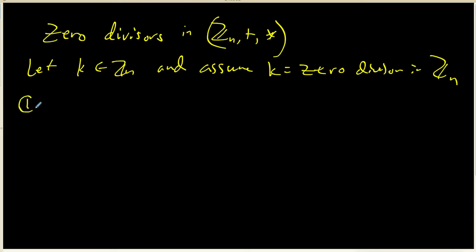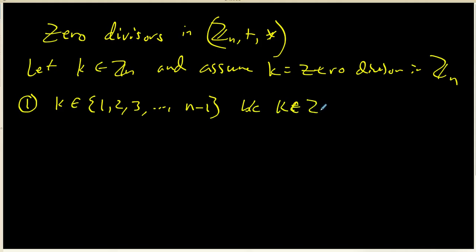First of all, I know that k is inside the set 1, 2, 3, all the way up to n minus 1, and this is because k is inside Zn, and we know that k is not equal to 0 because no zero divisor is equal to 0, and k is a zero divisor.